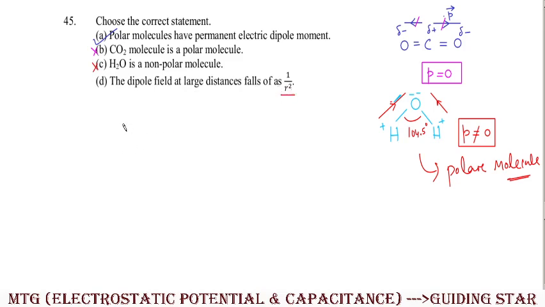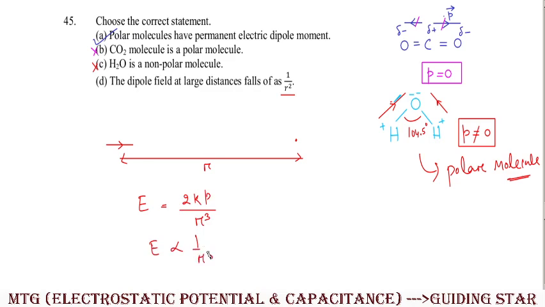So we know that the electric field due to an electric dipole at large distances, that means from this dipole to this point, if the distance is r, the electric field at the axial point will be 2kp upon r cubed. So it is inversely related to r cubed.